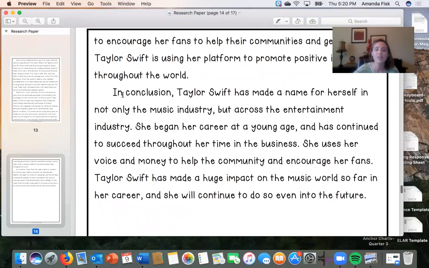So let's see if they did that here. It says, in conclusion, Taylor Swift has made a name for herself in not only the music industry, but across the entertainment industry. She began her career at a young age, and she's continued to succeed throughout her lifetime in the business. She uses her voice and money to help the community and encourage her fans. She's made a huge impact on the music world so far in her career, and she will continue to do so even in the future.